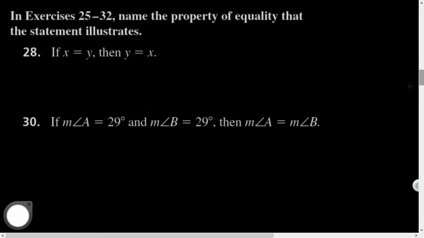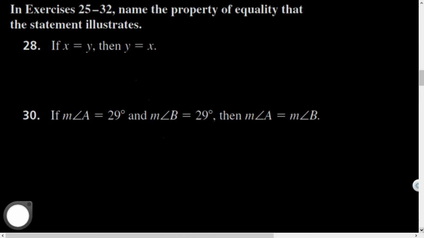Here we go. Oh, name that property. Everyone's favorite game show. Nice. If x equals y, then y equals x. Yeah, symmetric property of equality.